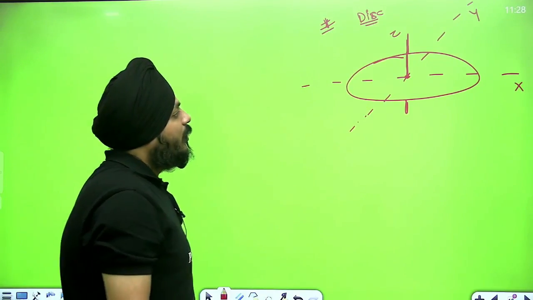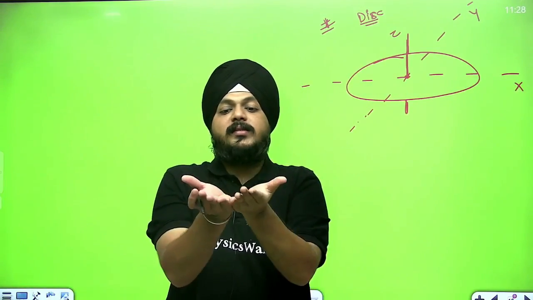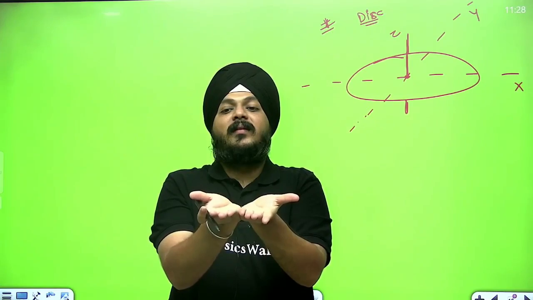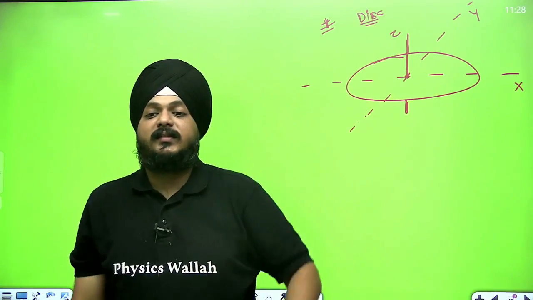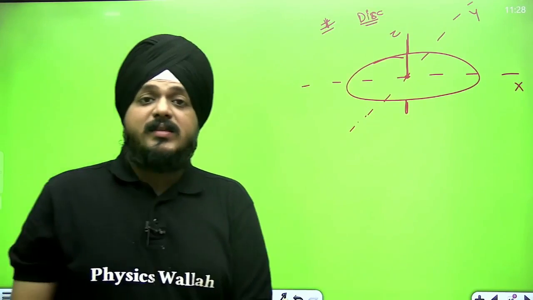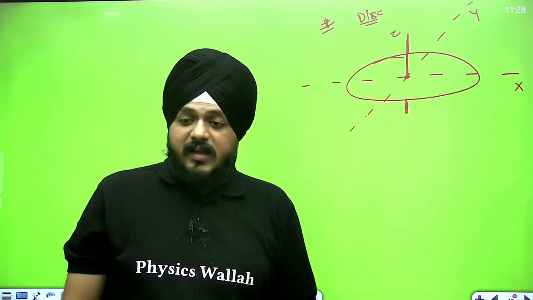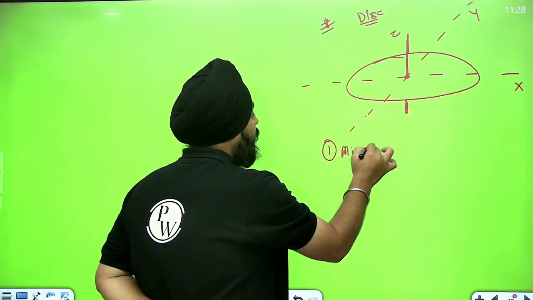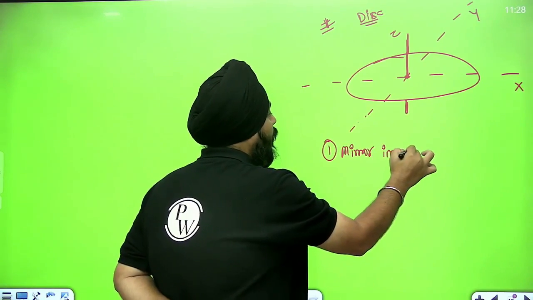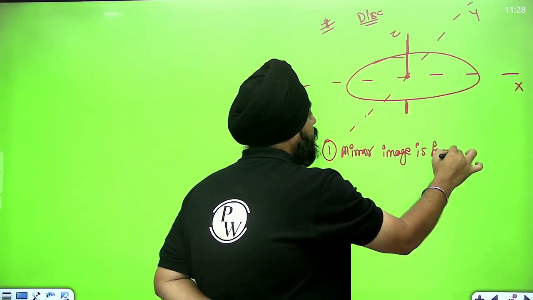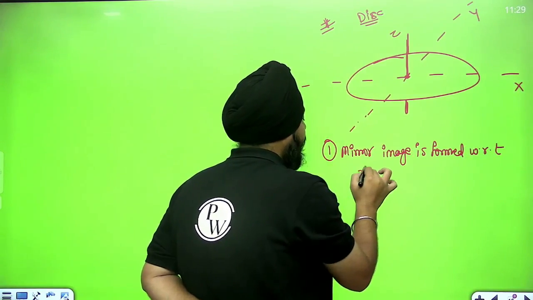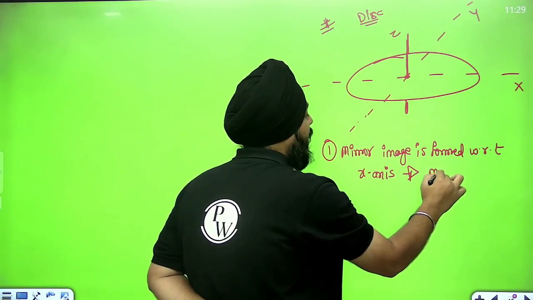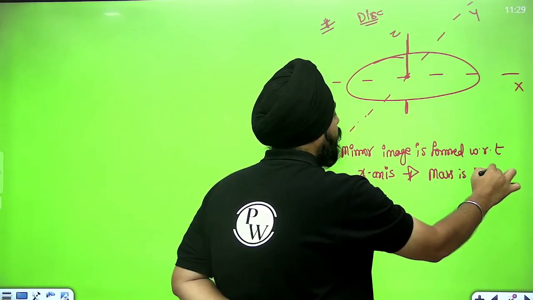See, with respect to the x-axis, fold the system. A mirror image is formed with respect to the x-axis. It means, first point, a mirror image is formed with respect to the x-axis. It means that mass is equally distributed on either side.